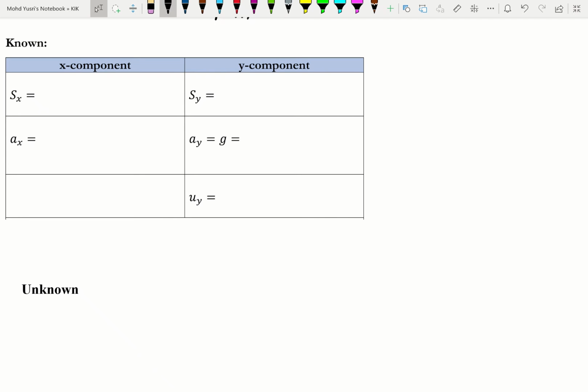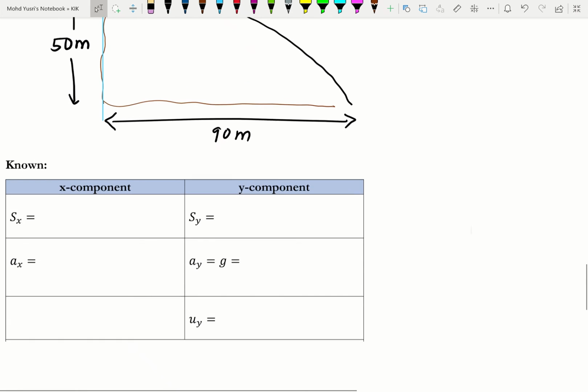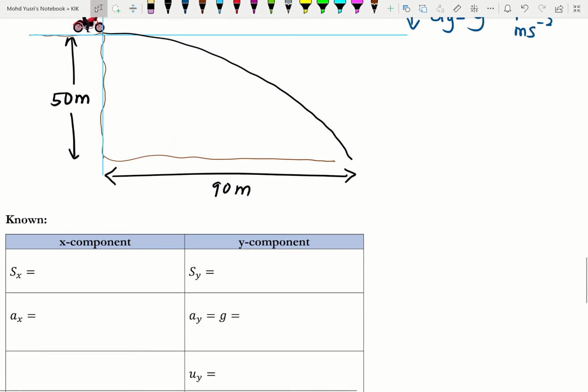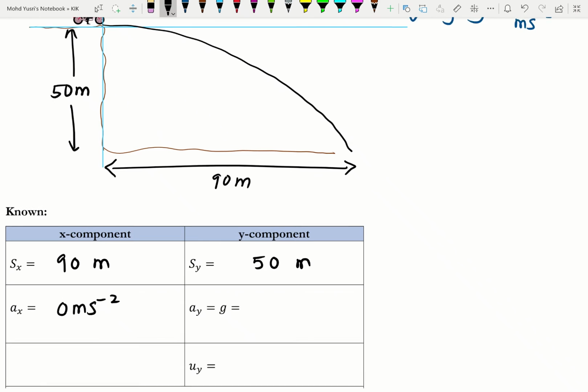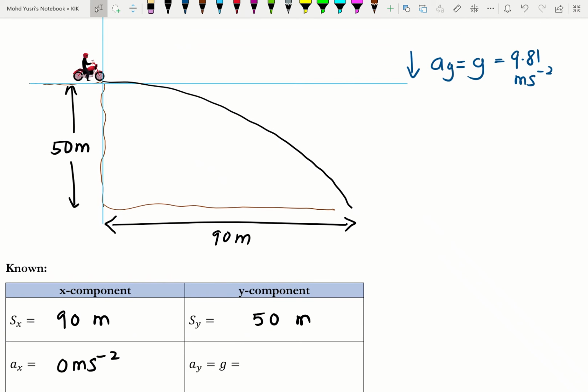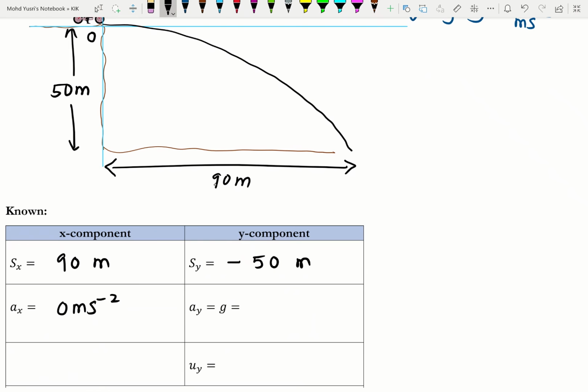The first information given by the question is the displacement in x component, or Sx. Now, given that the distance between where the motorcycle lands and the base of the cliff is 90 meters to the right, so that should be positive. The acceleration on the x component is 0 meter per second square, while the displacement in y component is 50 meter. Now, it is not positive 50 meter because the displacement is below the origin. So we need to correctly put a negative 50 meter as a known information. And of course, the value for g is 9.81 meter per second square.